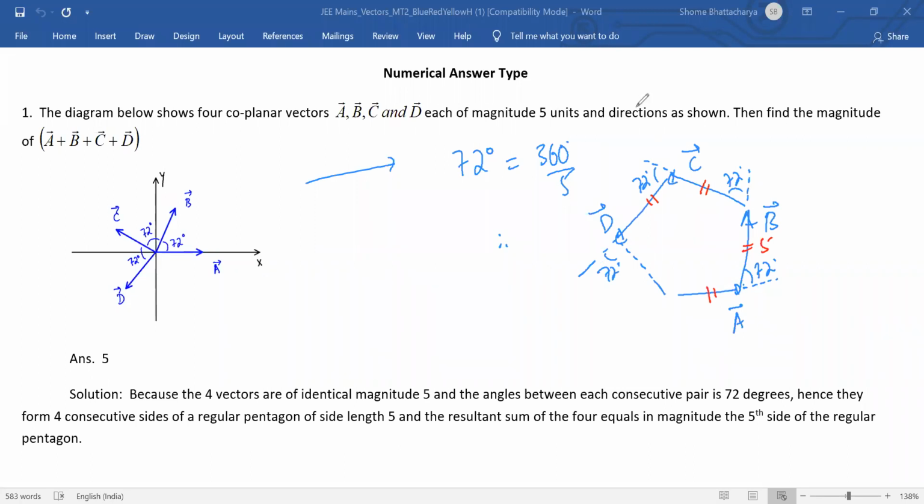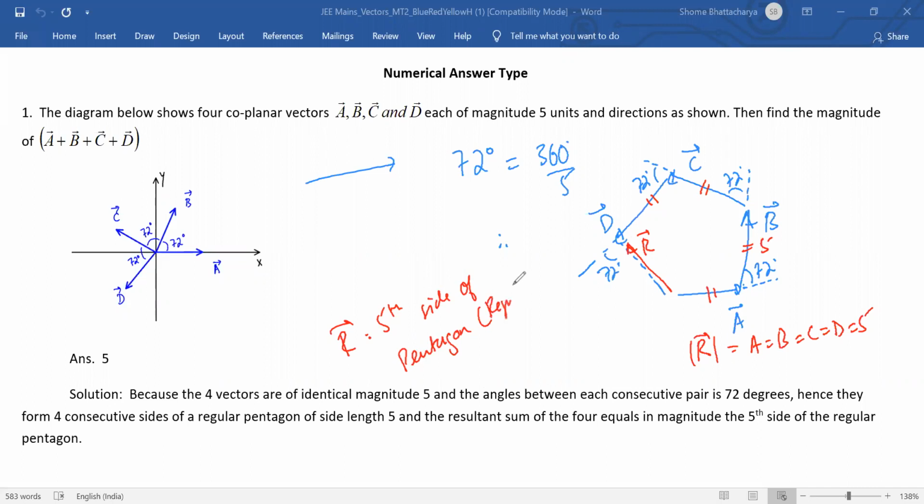The resultant is going to be nothing but this vector. Okay, so the magnitude of the resultant will be equal to A, B, C, or D, which is 5, because your resultant is going to be the fifth side of the pentagon, a regular pentagon, whose four sides are A, B, C and D.